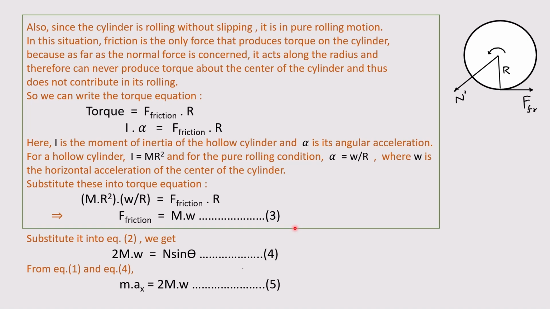Now if we substitute the value of force of friction in equation 2, we would get 2 into mass of the cylinder into W is equal to N sine theta. This is our equation 4. And again, from equation 1 and from equation 4, we would get m into ax, that is the mass of the puck into acceleration of the puck in horizontal direction, is equal to 2 into mass of the cylinder, that is capital M, into W, that is the horizontal acceleration of the center of the cylinder. This is our equation 5.